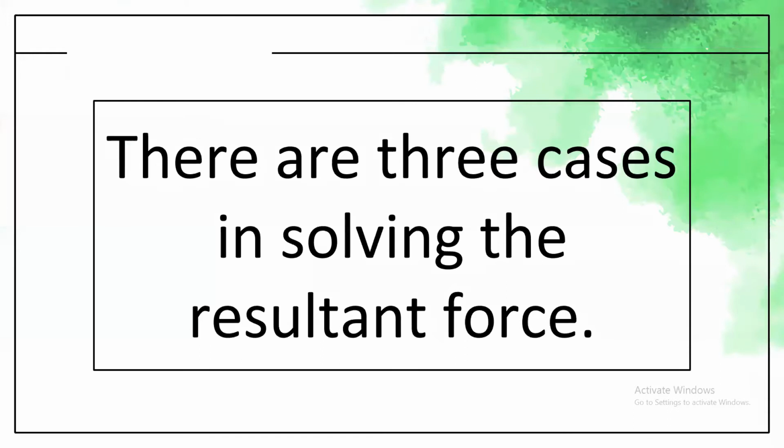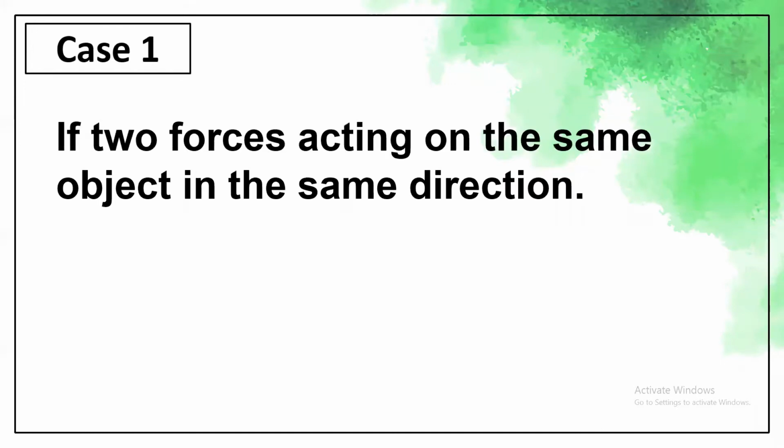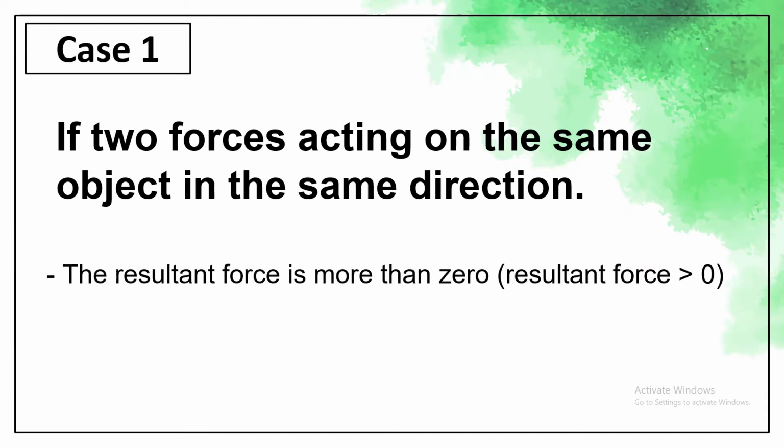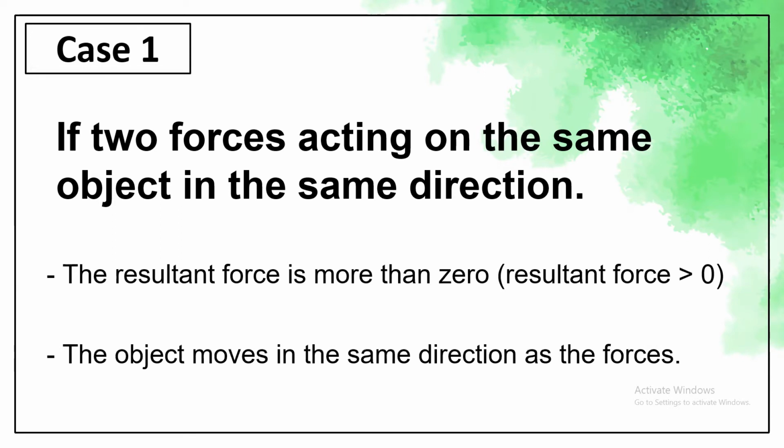There are three cases in solving the resultant force. Let's start with case 1. If two forces are acting on the same object in the same direction, the resultant force is more than 0, and the object moves in the same direction as the forces.